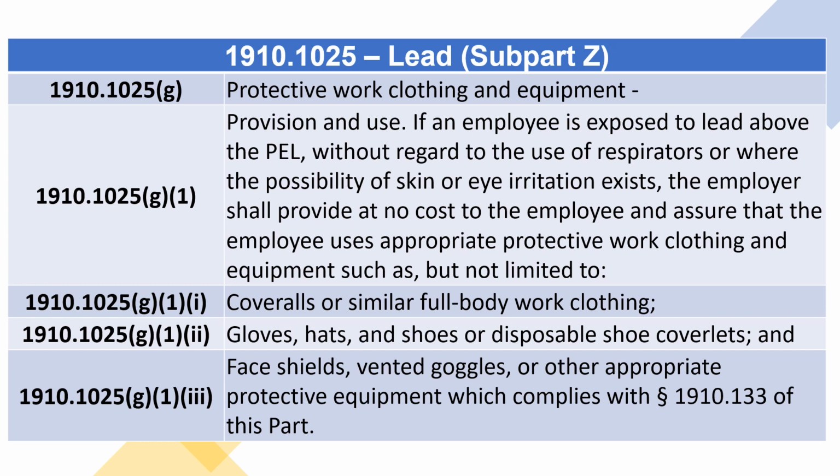1910.1025 G. Protective work clothing and equipment. 1910.1025 G1 Provision and use.